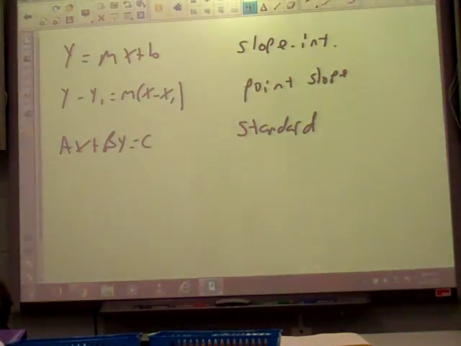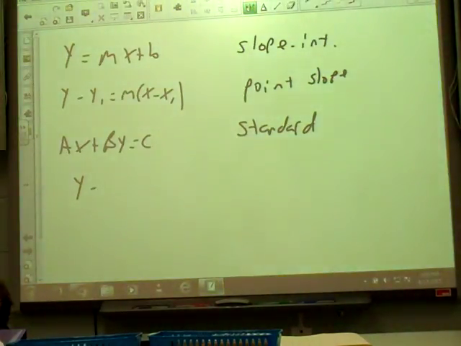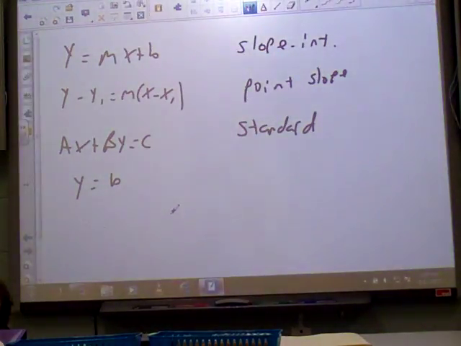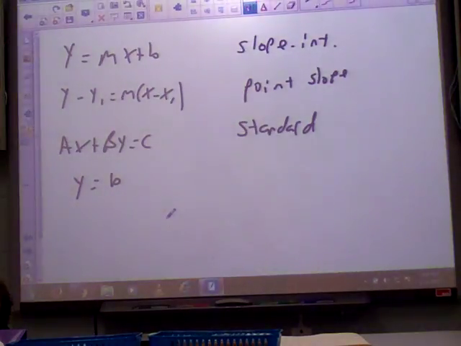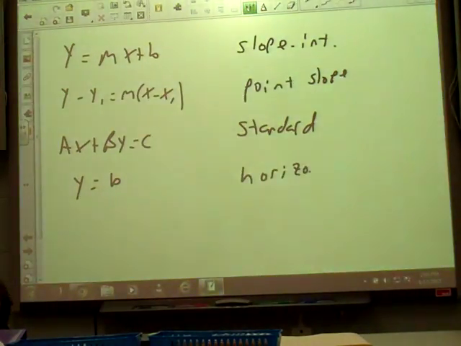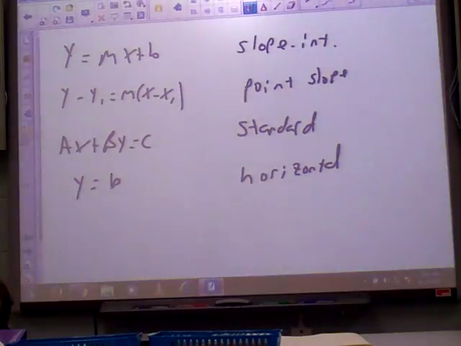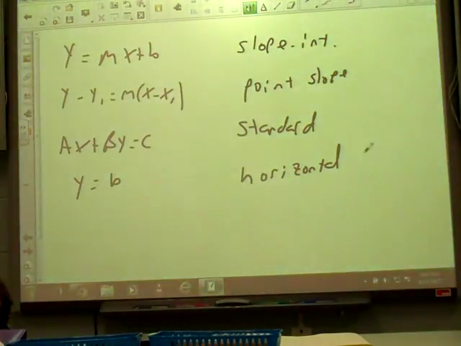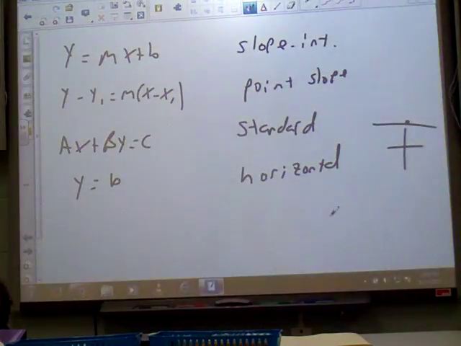How about if I had something that said y equals b? What kind of line is that? Horizontal. And what's b there? It's the same as in slope-intercept form. That's the y-intercept. So when you see something that says y equals 7, that means you would go up to 7 and draw a line through that, right?